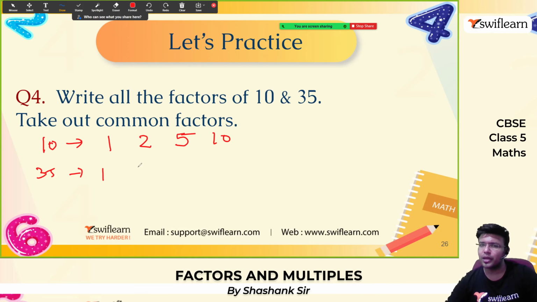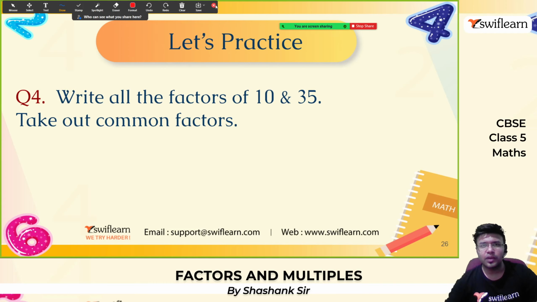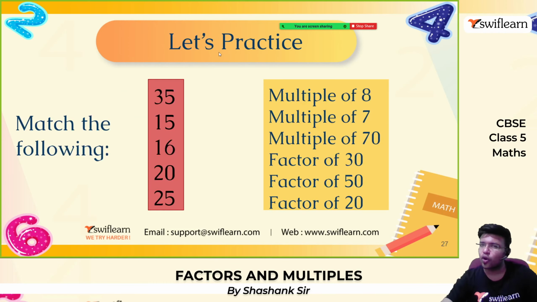We can't divide by 2. We can't divide by 3 or 4. We can divide by 5, which is 7 fives are 35. And then we have the last number, 35. So what are the common factors? So 5 is the common factor. Okay. So match the following.